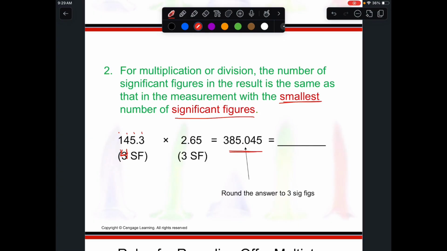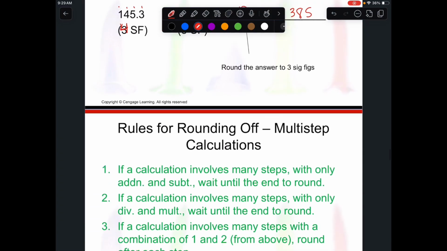So this is what the answer is in the calculator. And then let's round this to 3. I like to underline my first 3 and then look at the next number. This 0 is not going to increase this. So I'm going to go ahead and round this to just 385. Okay. So do the math, round to the lowest number of sig figs. We do not look at decimal places here when we're multiplying and dividing.